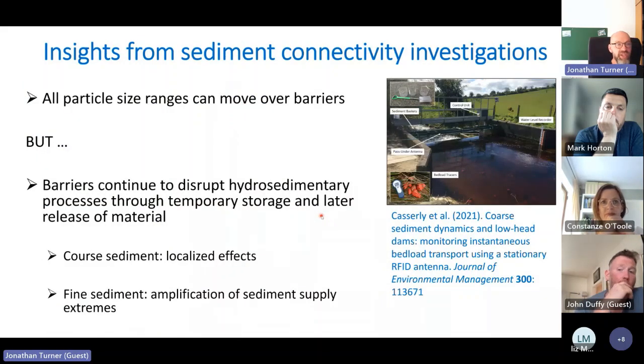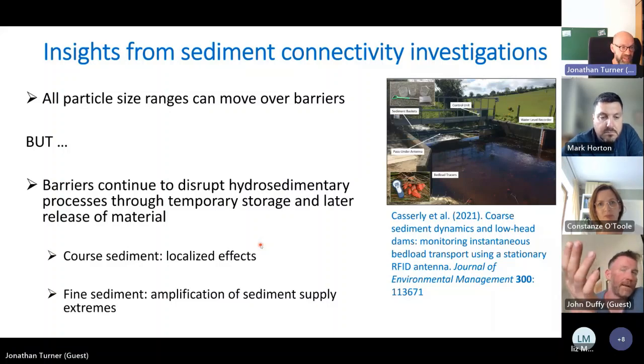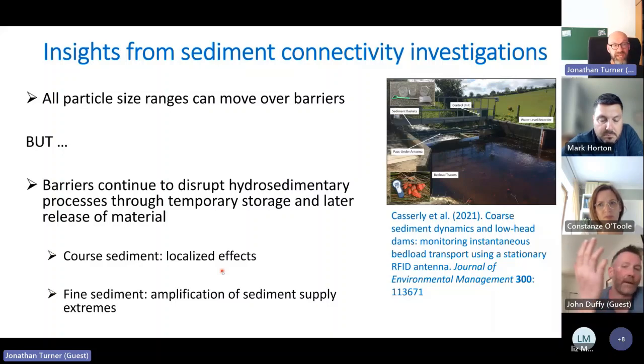So I guess the insights we got from the sediment connectivity investigations were that all particle size ranges can move over the barriers, but these barriers do continue to disrupt hydrosedimentary processes through this temporary storage and later release of materials. For coarse sediment, it's localized and it has an impact on the quality of physical habitat downstream, which then pinches out at a given location downstream, and that will vary from barrier structure to barrier structure. For fine sediment, really what we might see is an amplification of sediment supply extremes downstream because of this sourcing of locally fine sediment.